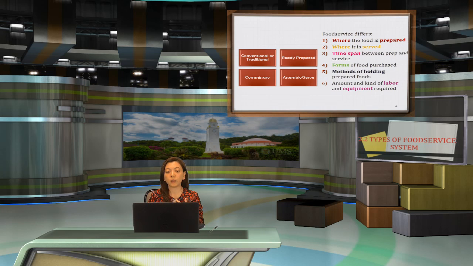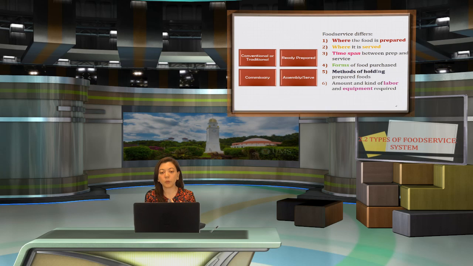Number 2 is where it is served. Again, if you look at conventional, where they serve their food, that is where they cook, that is where they prepare. They also serve it at the same place. But for commissary, they prepare it somewhere else and then they serve it at a different location.